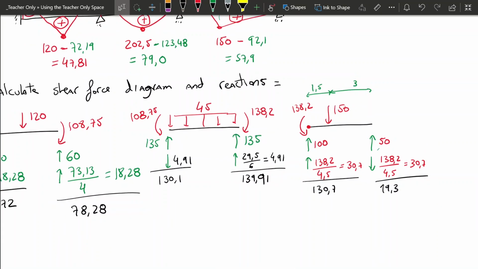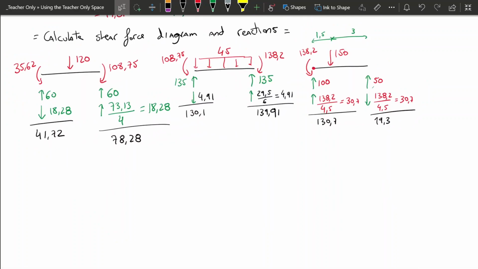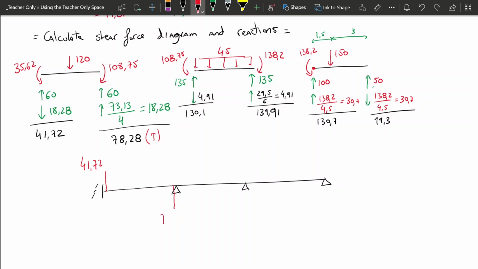Okay. Now we have all the ingredients to do our shear force diagram. Let's do it very quickly here. Draw again a very long structure. We can start with the drawing. So we have 41.72 here on the left. On the right, again, remember that this is pointing up. So that means E in the diagram is 78.28 pointing down.